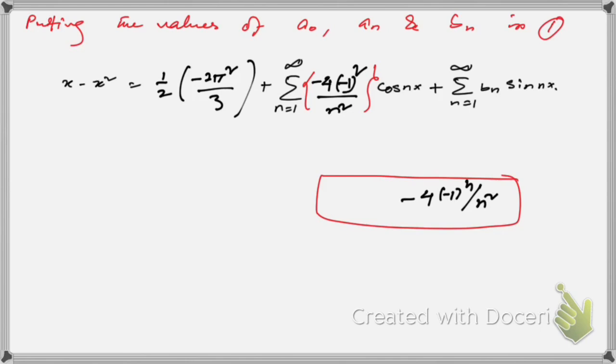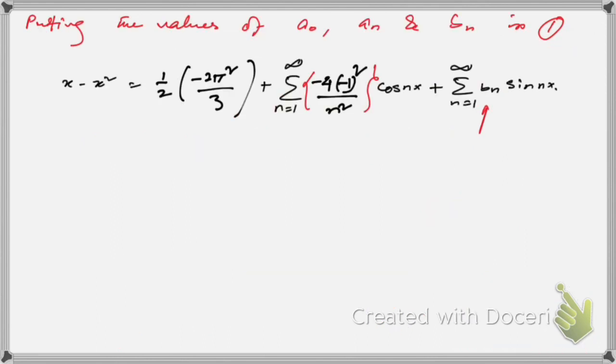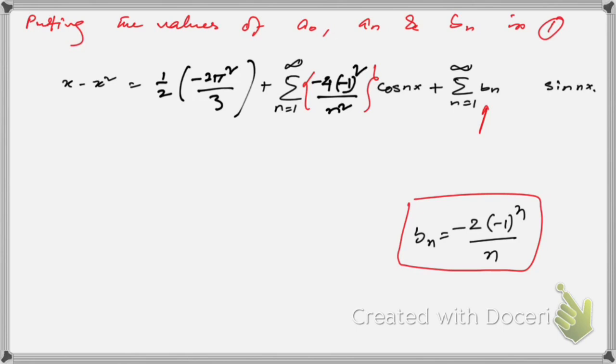Now let us put the value of bn here. So what was the value of bn? This is the value of bn. Let me copy this. Now let us replace this bn by this value. So that is nothing but minus 2 minus 1 to the power n by n. So minus 2 minus 1 to the power n by n. So this is the value of bn. Okay, so that is what we have got.